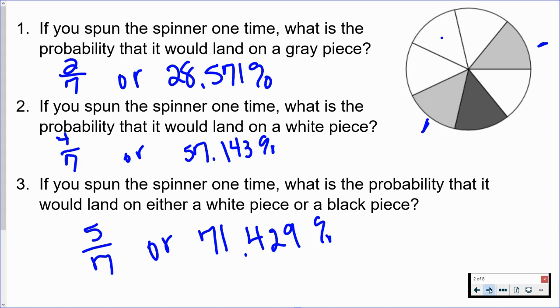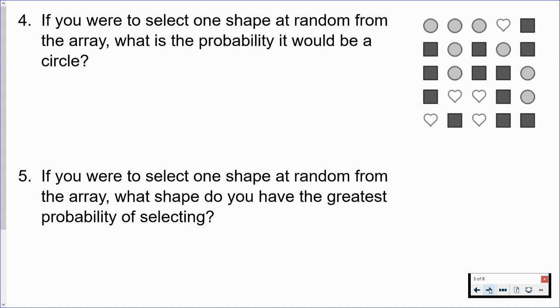Next, let's take a look. We have an array over here of different shapes, also shaded in or not shaded in. So let's take a look at some of these questions. If you were to select one shape at random from the array, what's the probability that it would be a circle? Let's find the total number of circles. How many circles do we have? 1, 2, 3, 4, 5, 6, 7, 8. So we have 8 circles.